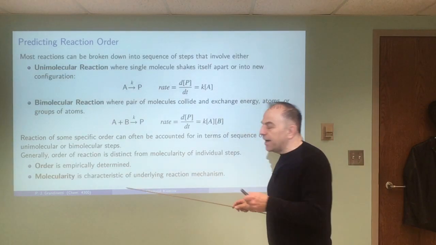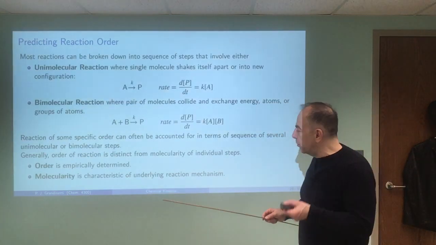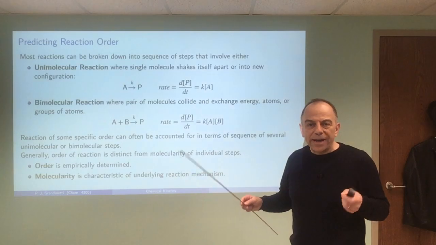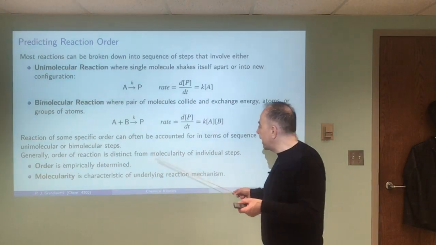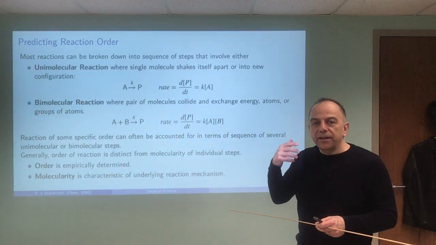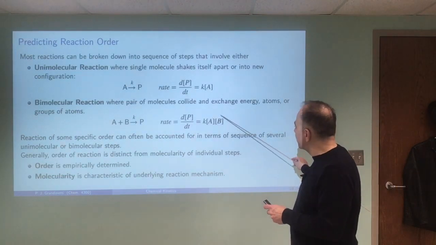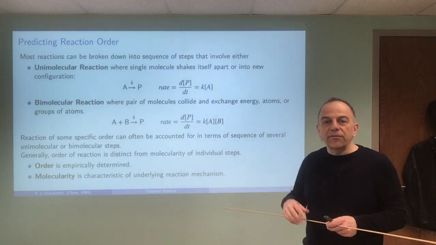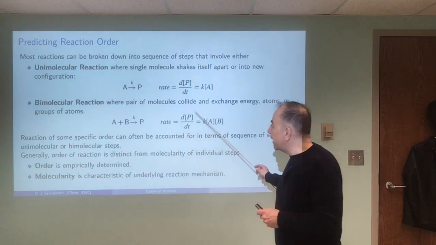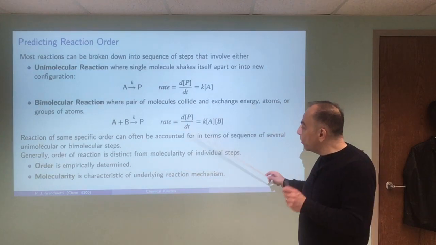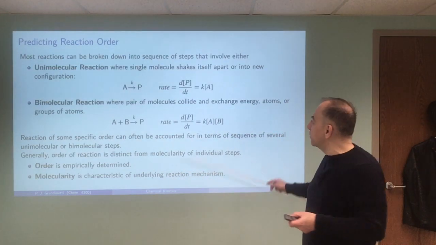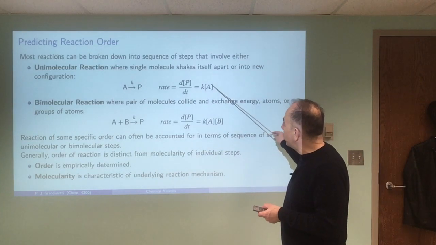Now, we want to be careful and distinguish the word order from molecularity. When we're talking about an overall reaction and looking at its rate law, we'll use the word order to talk about the exponents that appear on all of the concentrations in our rate law. But when we're talking about an elementary step, we'll avoid the word order, and we're going to use the word molecularity instead. So this one has a molecularity of 1.